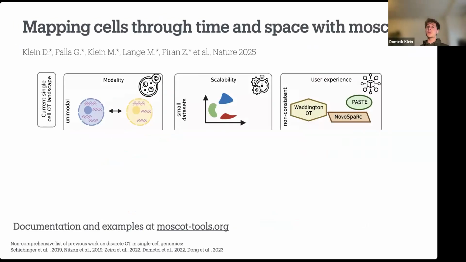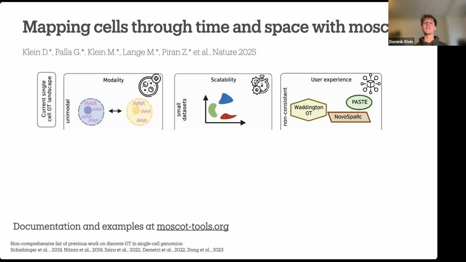Now, there has been quite a bit of prior work in single-cell genomics on optimal transport, but we realize there are a few limitations. For example, in terms of modalities, researchers mainly considered unimodal data, but with progress in biotechnology, we often now have paired readouts, or in general, multiple modalities. And hence, we thought there's potential for improvement by extending to multiple modalities.